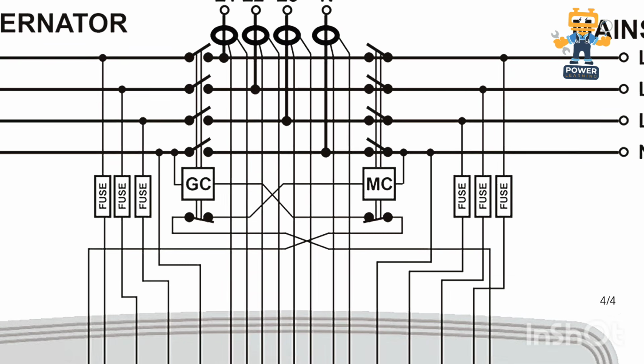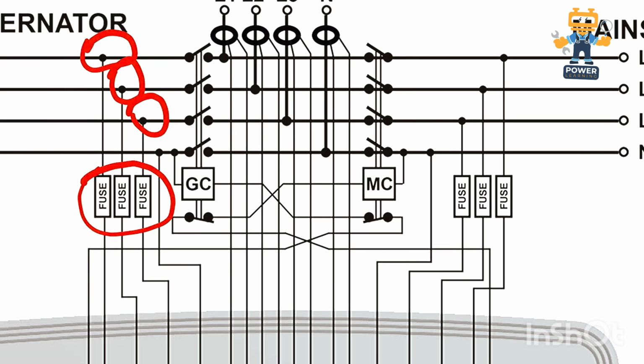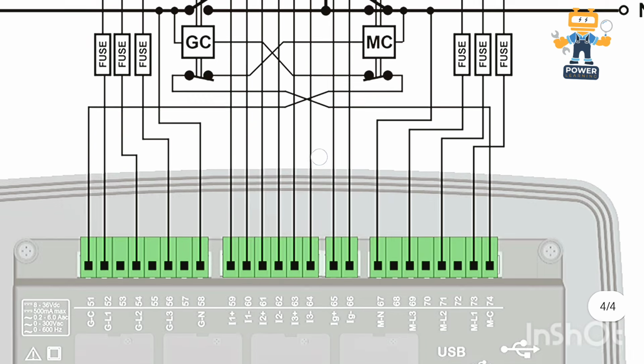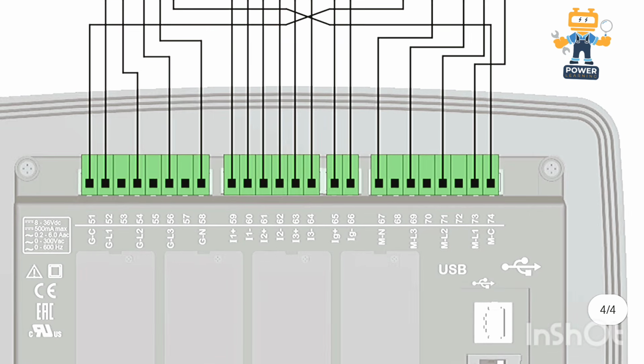So how is the controller sensing the generator voltage? What you will do, you will take three wires like this, 1, 2, 3. These three control wires, 1.5 mm or 2 mm, you will take from the main alternator and connect with three fuses. And then take it to your controller. Here you see it is connected on the controller.